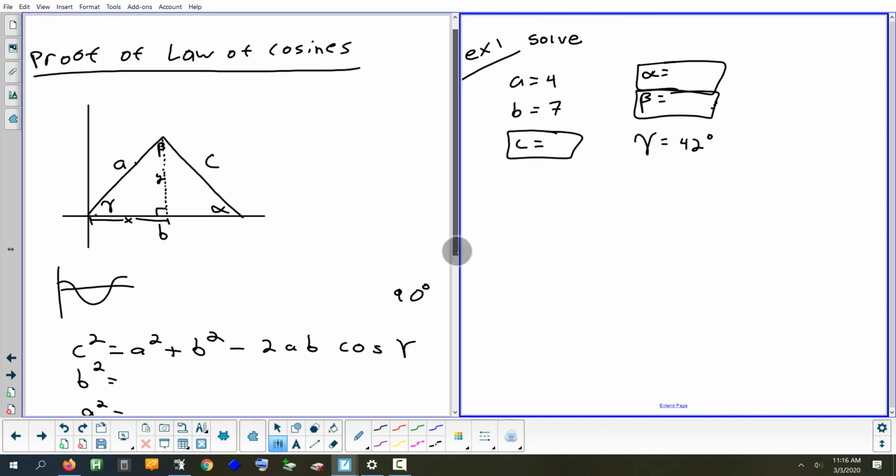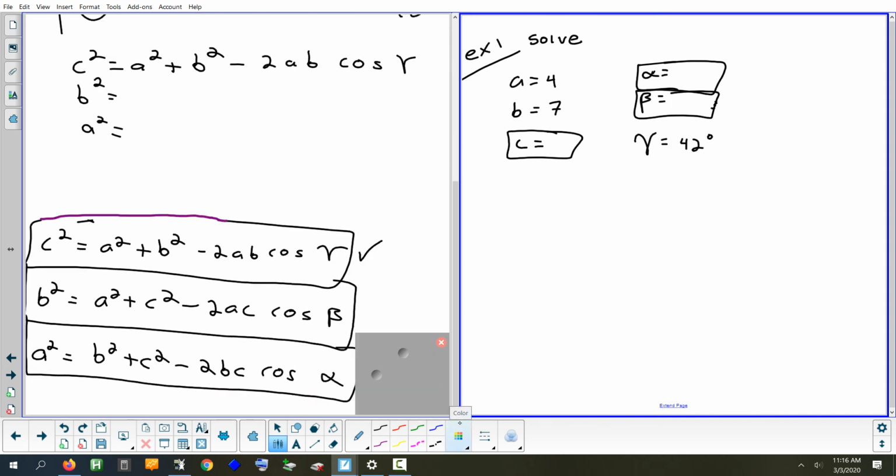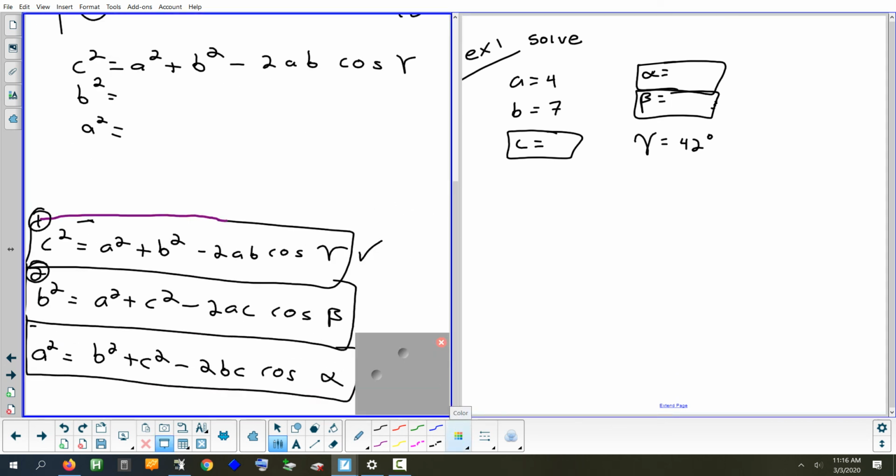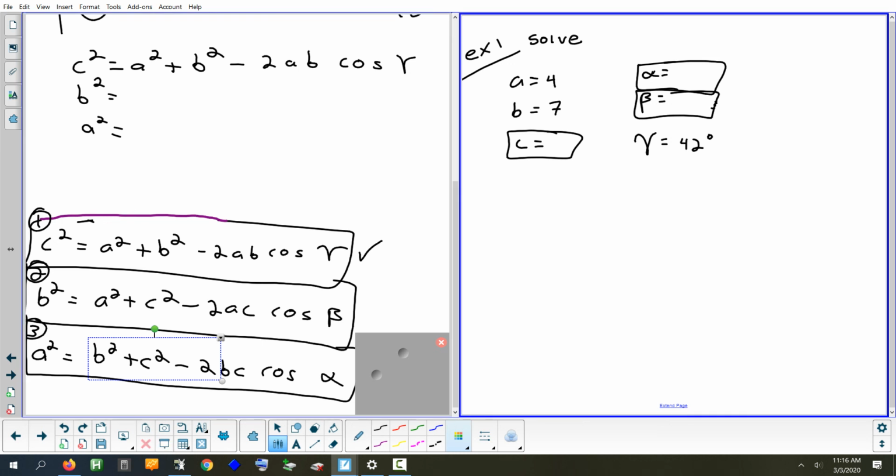If you look at the three different versions, let's call this version 1, 2, and 3. What version of the formula do you have to use first? Have to use version 1, because you're already missing C. So that's something you're missing in every one of them. You can't be missing anything else. So if you use a version that has alpha or beta, then you're going to be stuck because now you're missing that too. So you have to start out with the one that has gamma.